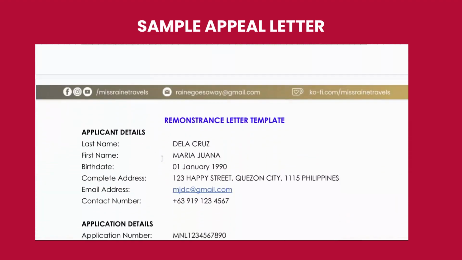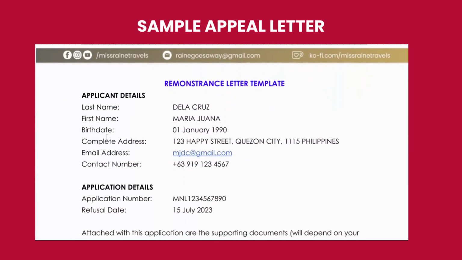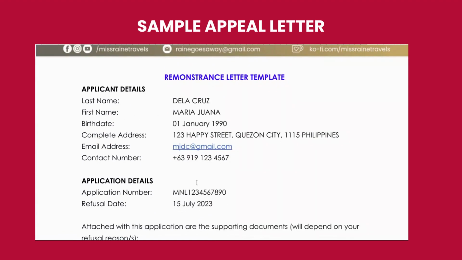Okay. Next, indicate the applicant details and your application details. So it's like reiterating your full name, your birth date, the birth date earlier. I did not include it there. Complete address, email address, and your contact number. So application details, application number, and refusal date when it was stated.